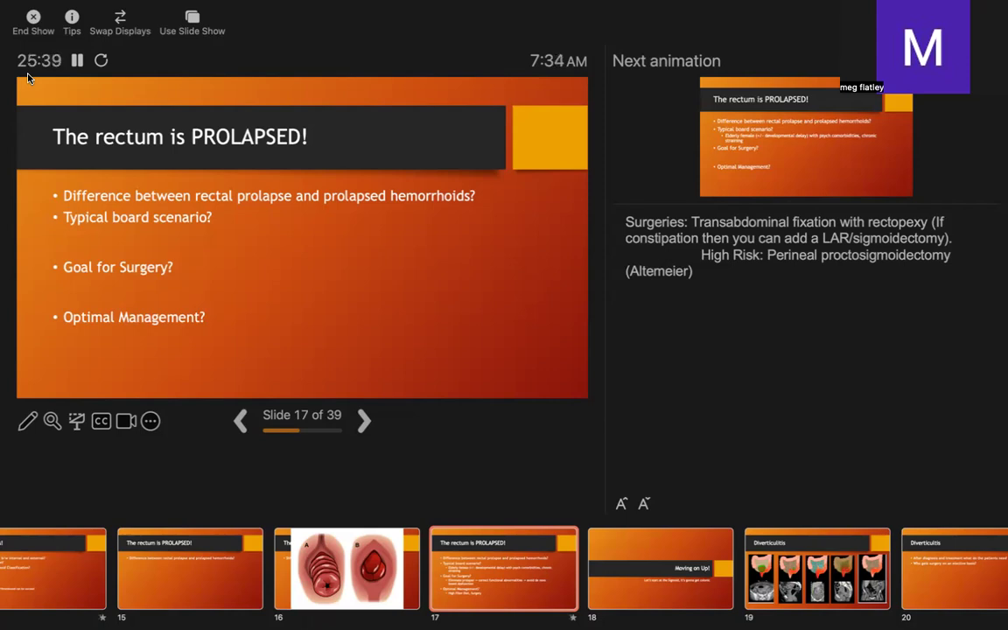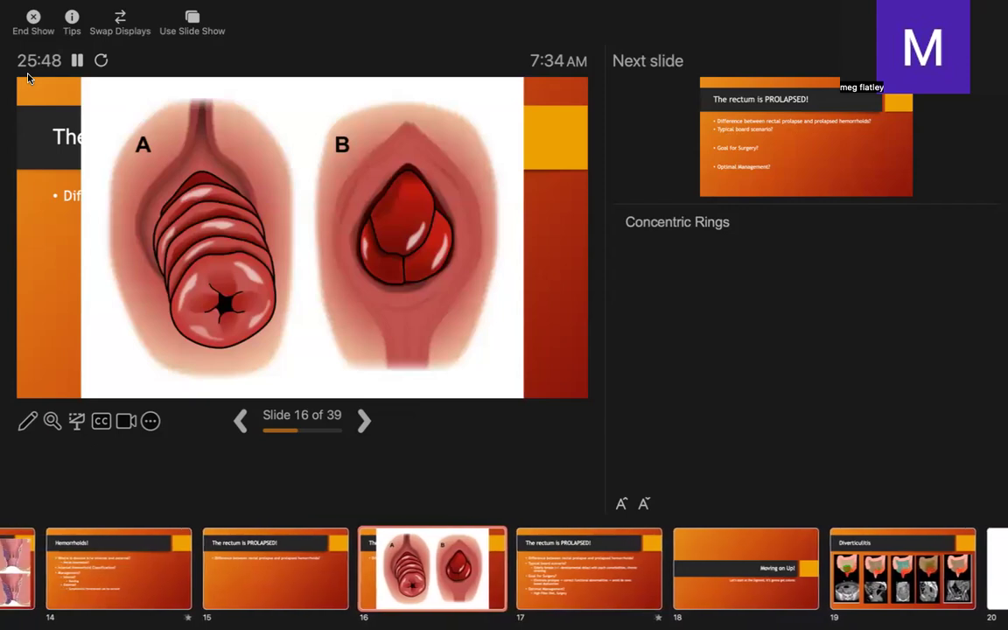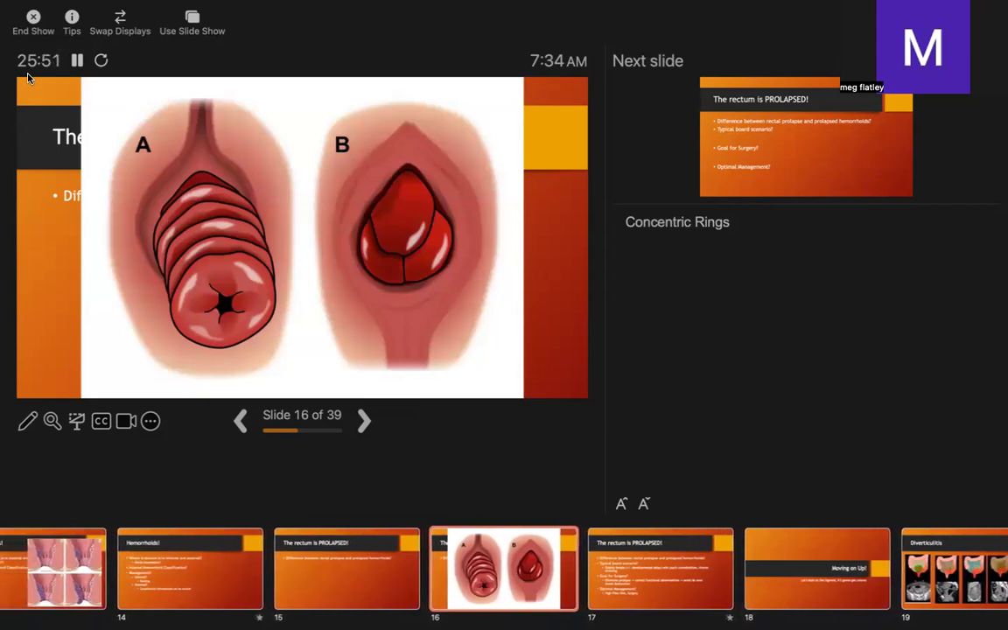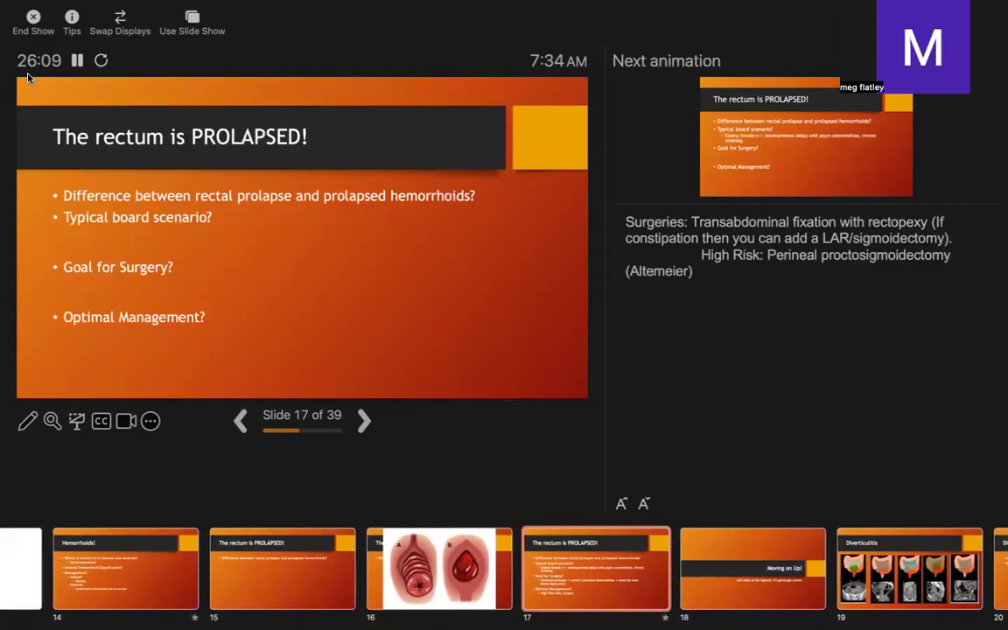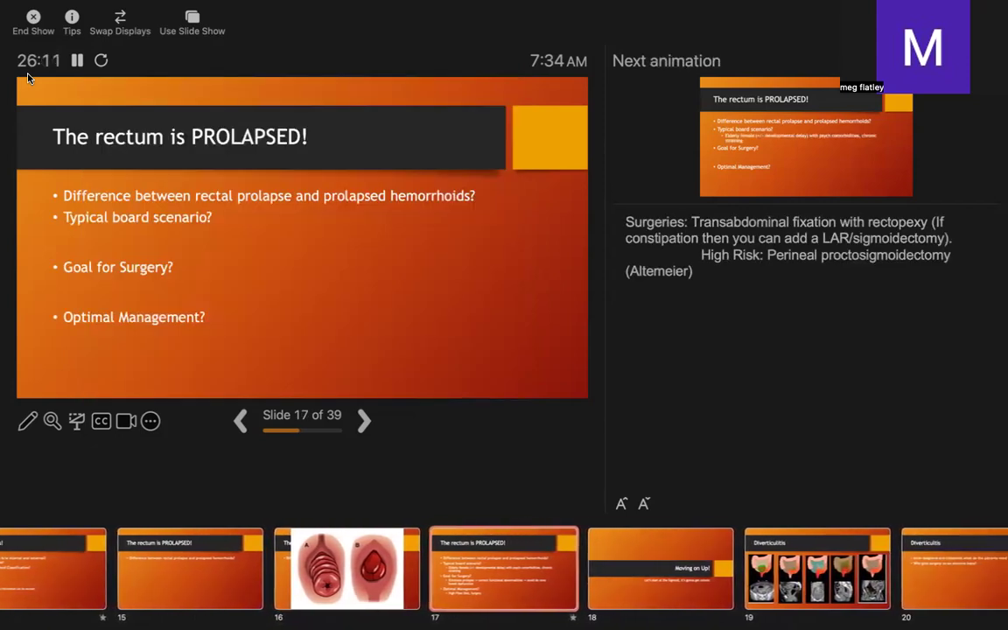Yeah, you can do an Altemeyer, right? And that's called a perineal proctosigmoidectomy. What that looks like is basically you find the distal aspect, and it's a very interesting procedure if you've ever done one. You make an incision into the mucosa and you basically milk out the colon until it gets to a certain part and there's tension, and then you cut that off and sew it to the mucosal incision. It's a very interesting surgery. Okay, but that's an Altemeyer.